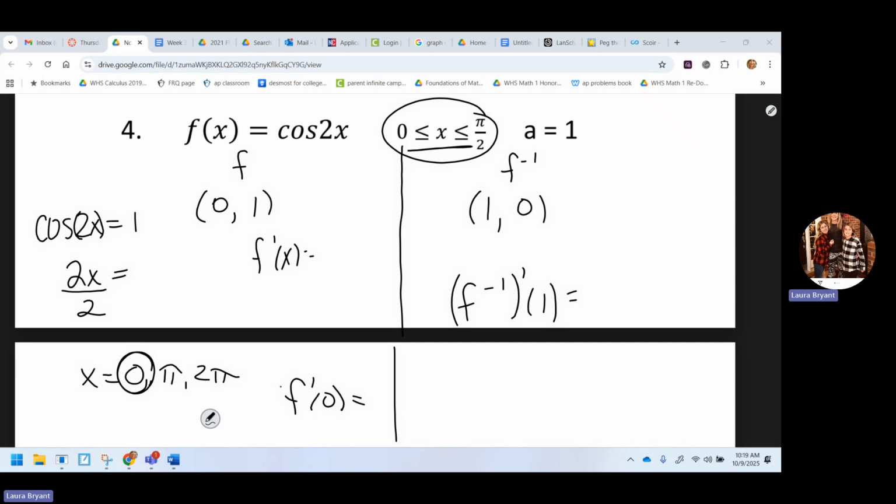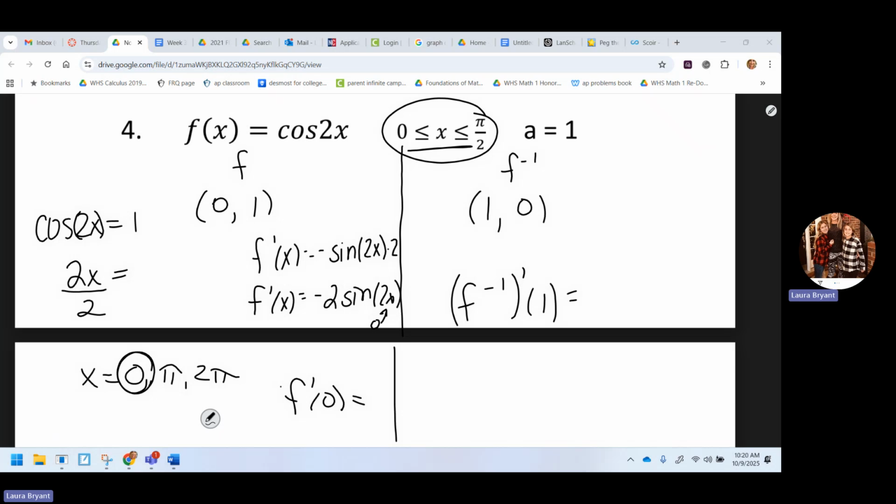Derivative of cosine is negative sine. And then I chain on the derivative of the angle, which is 2. So overall negative 2 sine 2x. And I want f prime of 0. So when I plug in 0 here, does anyone remember sine of 0? It's 0.